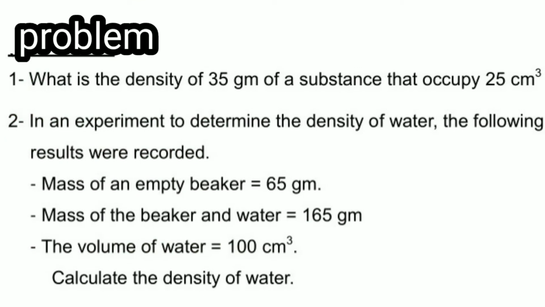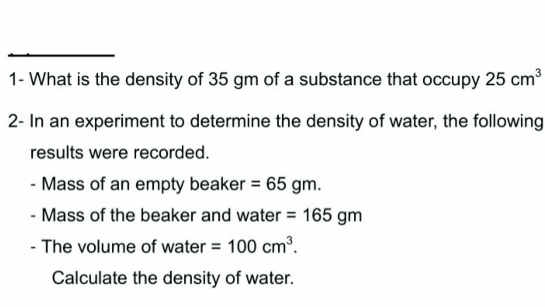Let's solve some problems. The first one, what's the density of 35 grams of a substance that occupies 25 cubic centimeters? Second one, in experiment to determine the density of water, the following results were recorded. Mass of an empty beaker equal 65 grams. Mass of the beaker and water 165 grams. The volume of water equal 100 cubic centimeter. Calculate the density of water.